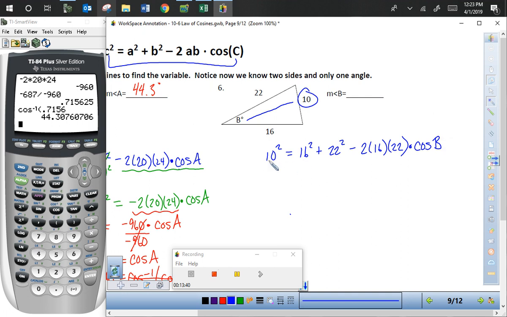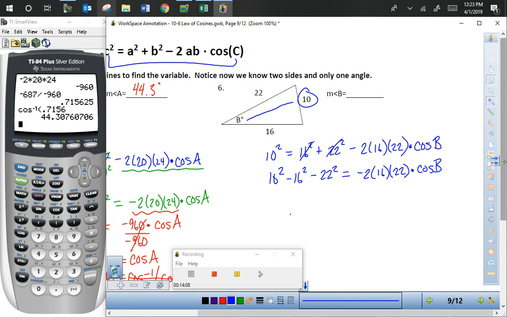Once again, we want the squareds on the same side. They're friends, so let's subtract over both that aren't on that side. So minus 16 squared minus 22 squared. And when we subtract them, those are gone on that side. So we're left with this negative 2 times 16 times 22 times cosine of B.